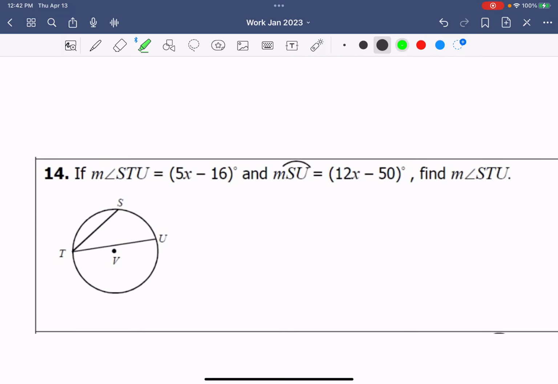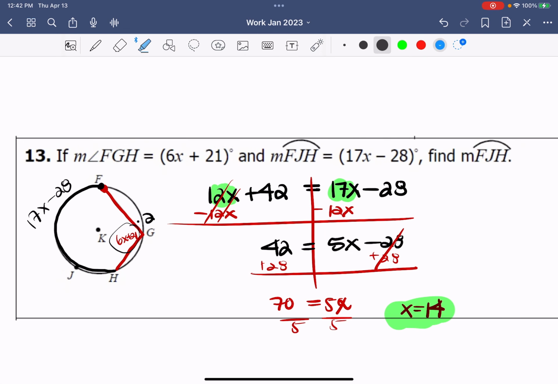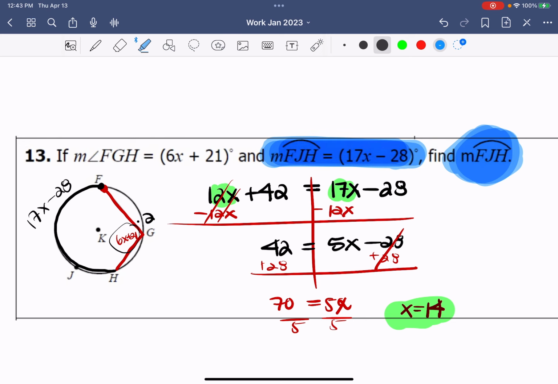But that's really how they work. Actually, I think the last part here is make sure you pay attention to the question because I almost skipped over it. They did say find the arc FJH, which is this one. So you need to take your answer and plug it back in to that one. So 17 times 14 minus 28.